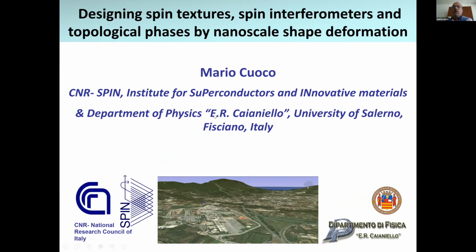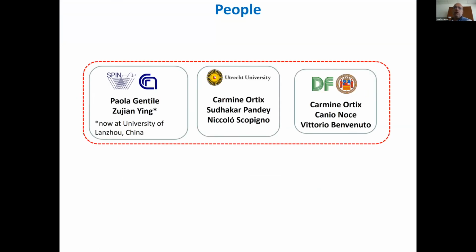And okay, today I will talk about work we have been doing in the last 5 or 6 years, about using geometry to design spin textures and interferometry and also topological phases. The people involved in this work are Paola Gentile in Salerno, who you also listened to yesterday, Zhujian Ying, who was with us and is now in Lanzhou in China, and the group of Carmine Ortix in Utrecht, and also other people in Salerno, Caio Ocean and Victoria, who also joined the part of the project we have been working on.